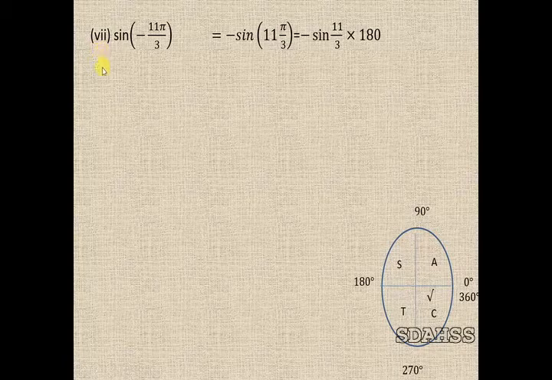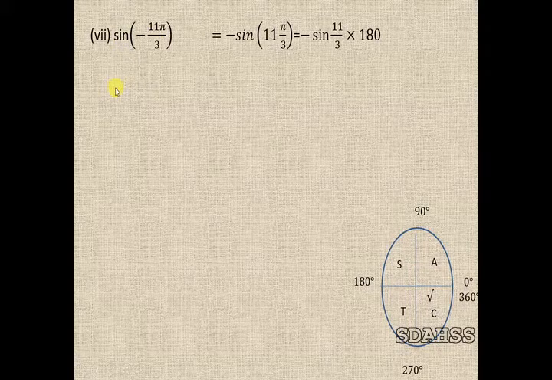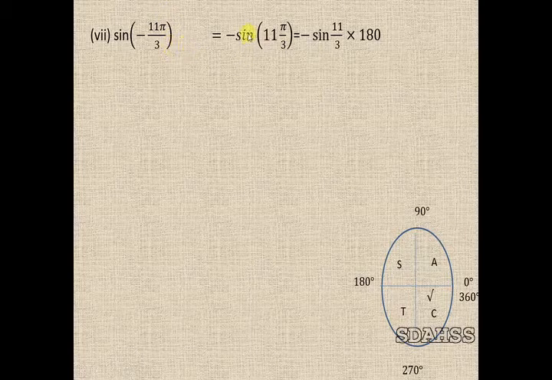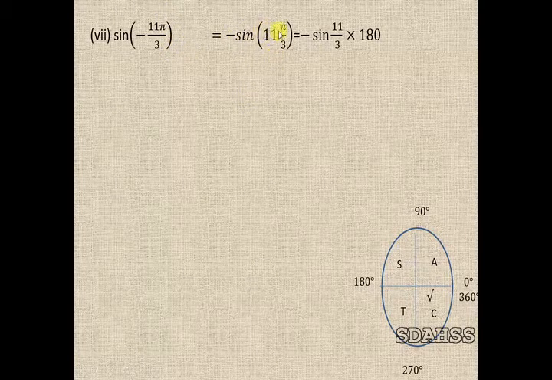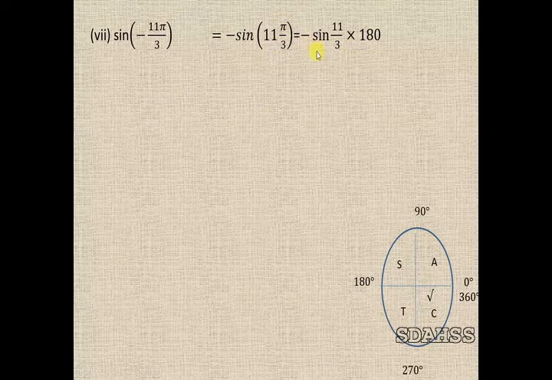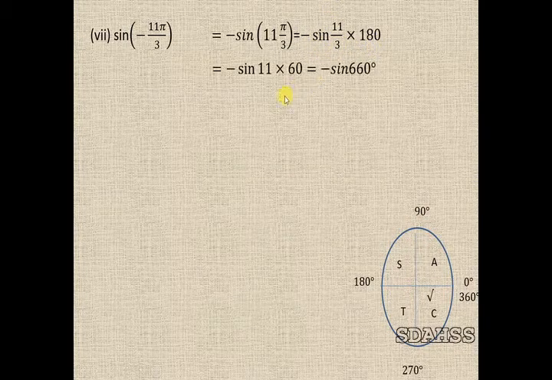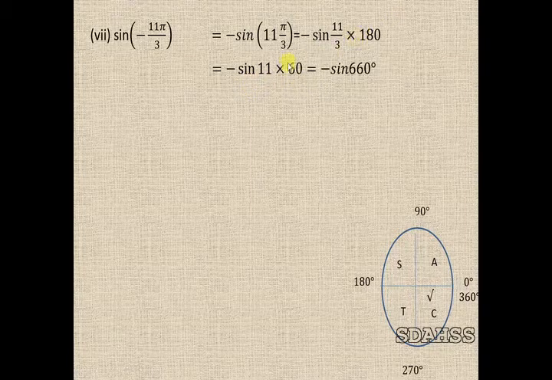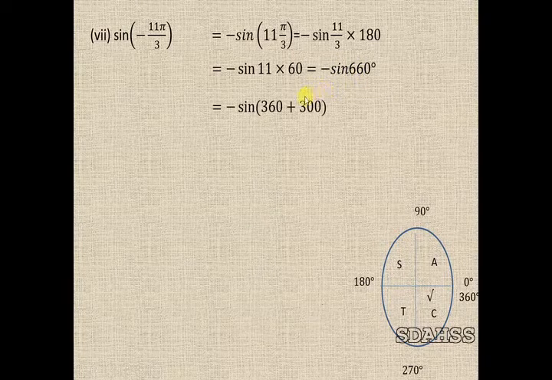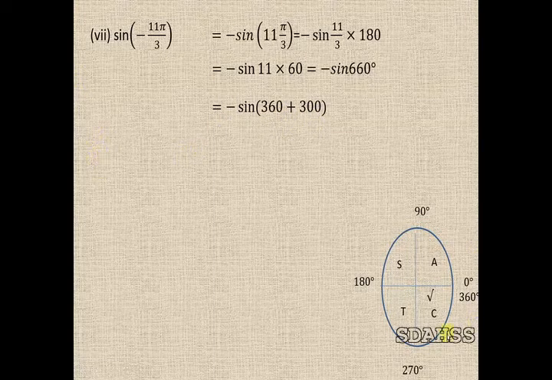Subdivision 7. Sin minus 11 pi by 3. This is the form of sin minus theta. Sin minus theta means minus sin theta. So sin minus 11 pi by 3 can be written as minus sin 11 pi by 3. Here substitute the value of pi. Here the pi is 180 degree. So this must be written as minus sin 11 by 3 into 180. On simplification, you will get minus sin 11 into 60. 11 into 60, 660 degree. Minus sin 660 degree. 660 degree can be written as minus sin 360 plus 300.